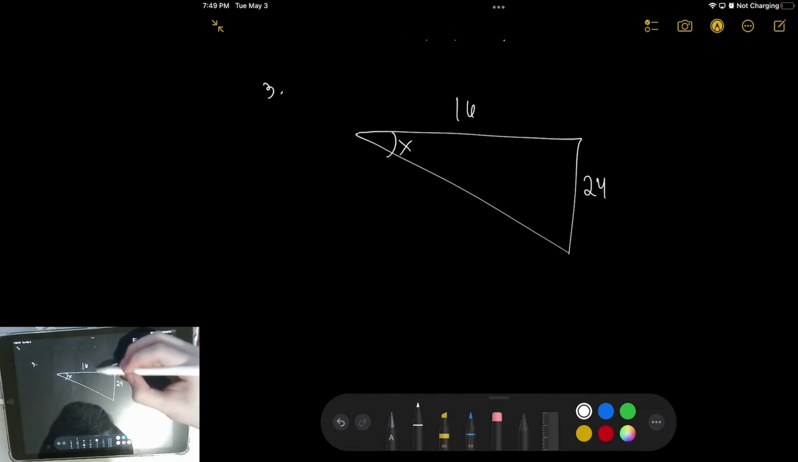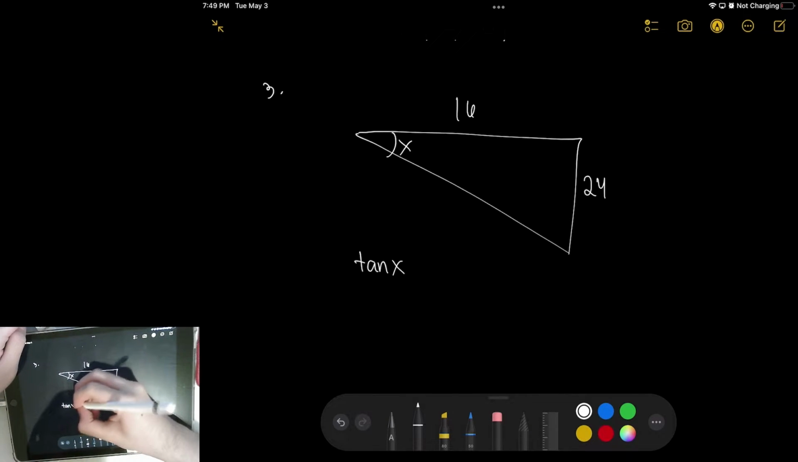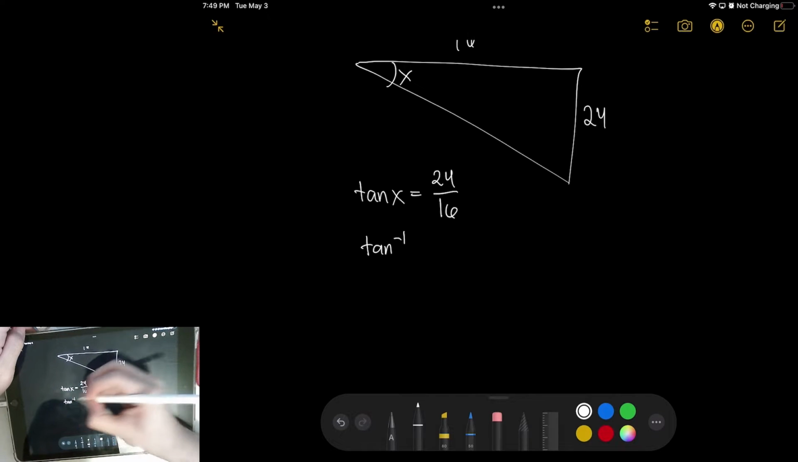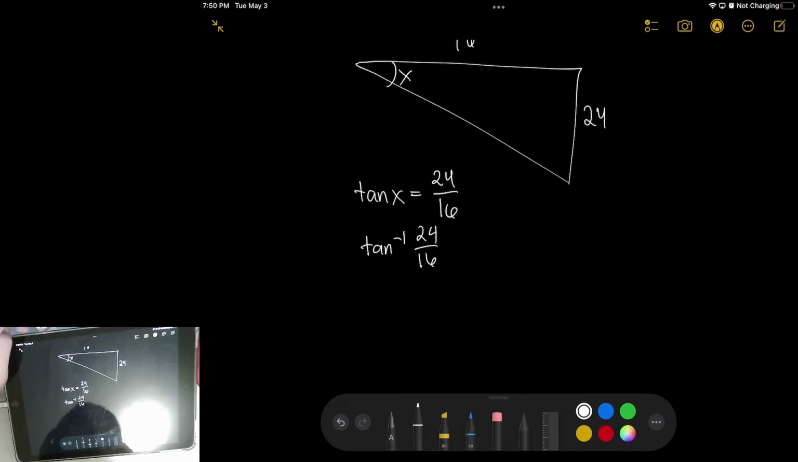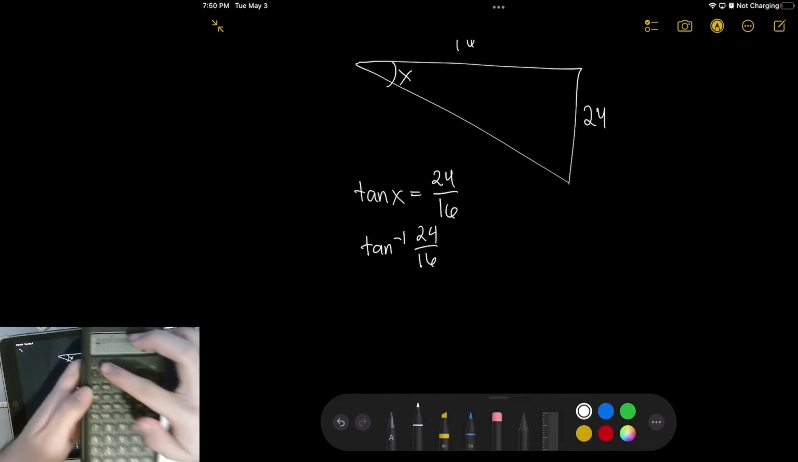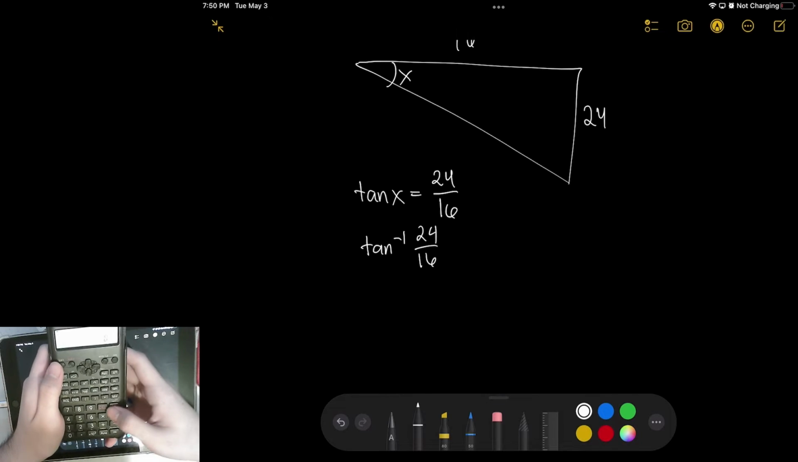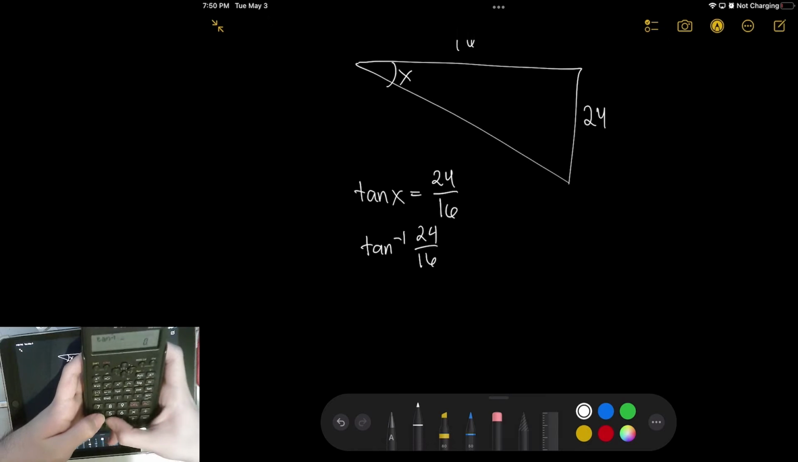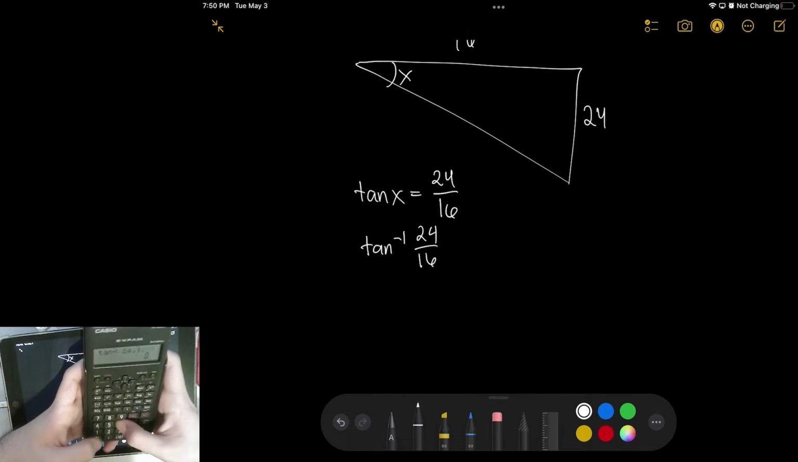Since it's tangent again, we're looking for the adjacent and the opposite. So this is tan of x equals opposite 24 over adjacent 16. This might seem tricky, but all we have to do is an inverse tangent, which is basically tangent to the power of -1, 24 over 16. To input that on your scientific calculator, you press the shift button, right there, and then you press tan. This will give you tan to the power of -1, 24 over 16.